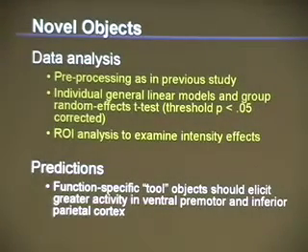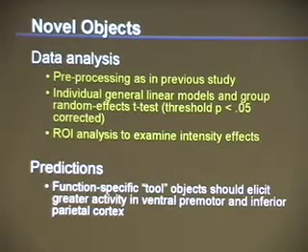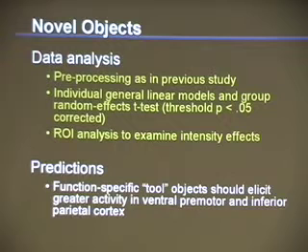Okay, and similar processing as before. We also, based on the previous study, wanted to look at some region of interest analyses. So specifically, we were looking at the ventral premotor cortex and the inferior parietal cortex, which show the big differences in that previous task.